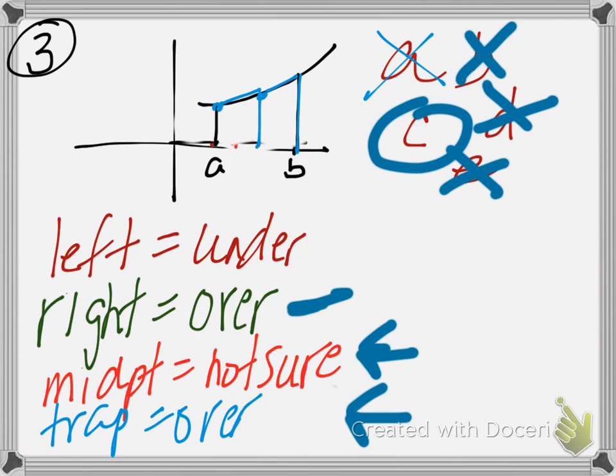So the right one was definitely an overestimate. The midpoint was very close, so the right hand would definitely be bigger than that. And we're finally done, thank God.